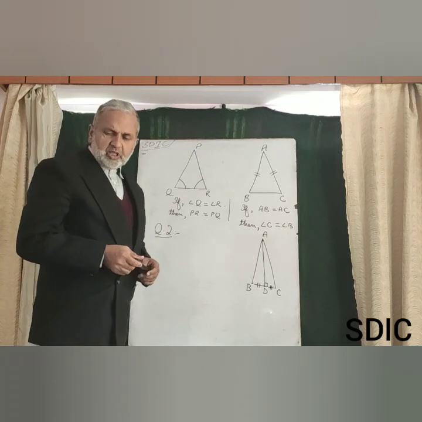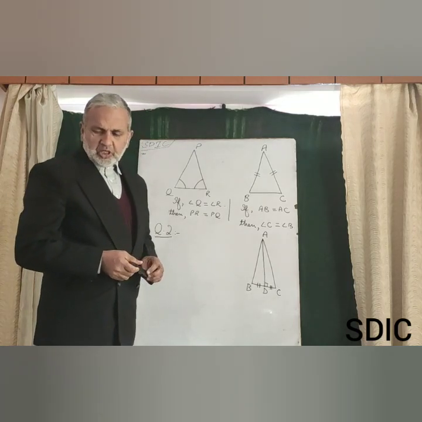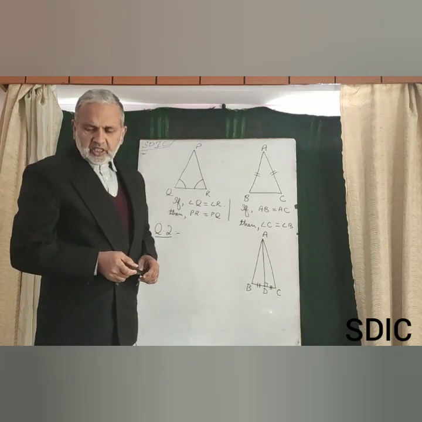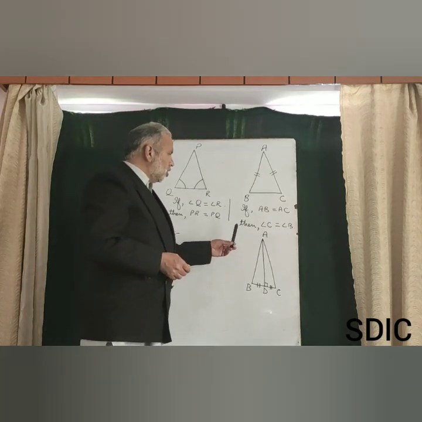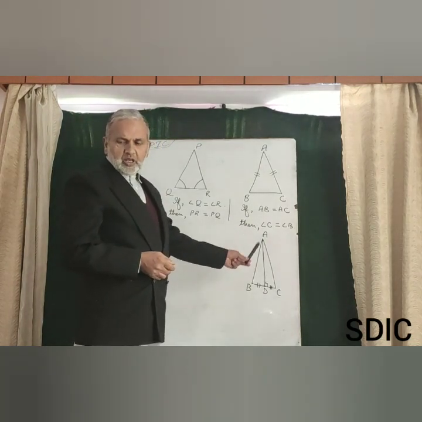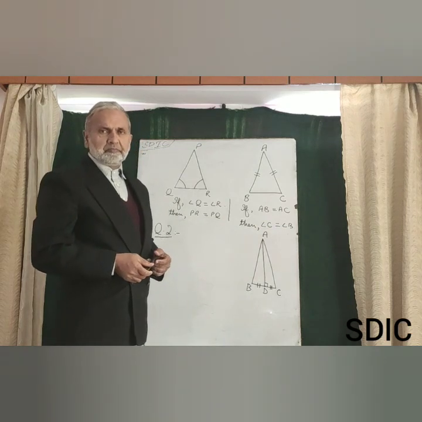Well, with this information given to us, we have to show that triangle ABC is an isosceles triangle. AB we have to show is equal to AC.